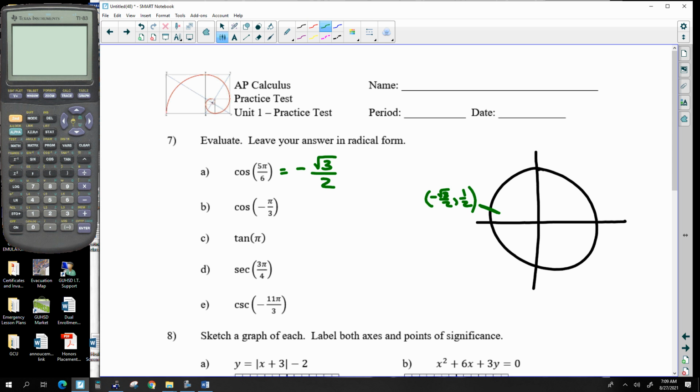All right, next we have negative pi over 3. Pi over 3 is a big angle, but this is a negative, so a negative big angle right here. So this would be positive 1/2, negative square root 3 over 2. Again, the cosine is the x coordinate of that, so that would be positive 1/2. Next we have pi. Pi is right here, which exists at negative 1, 0.